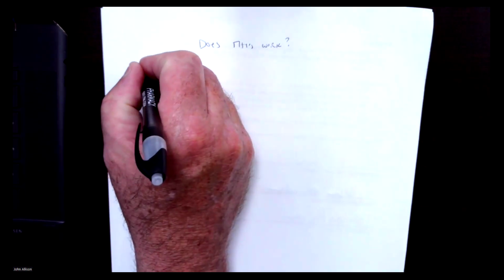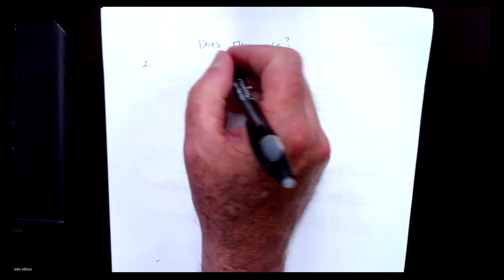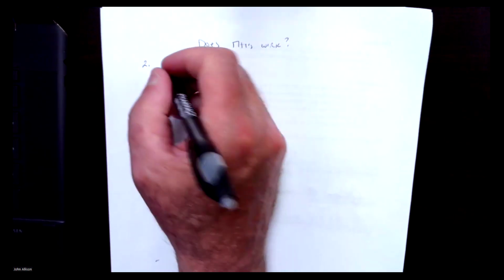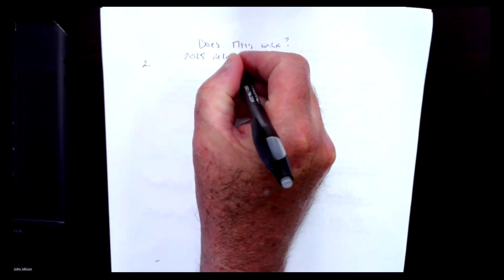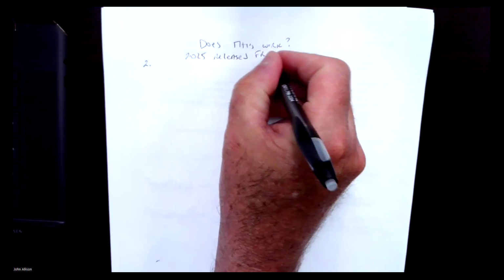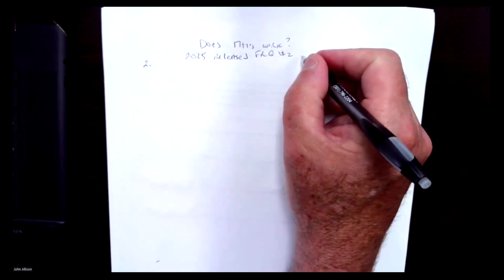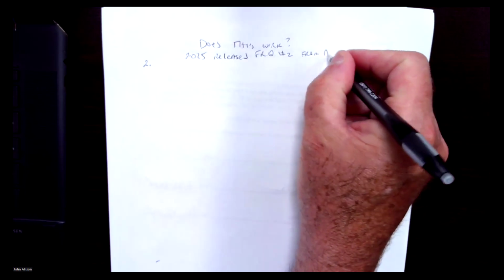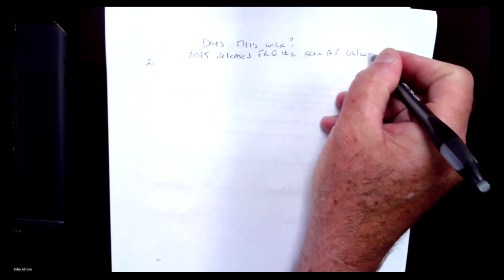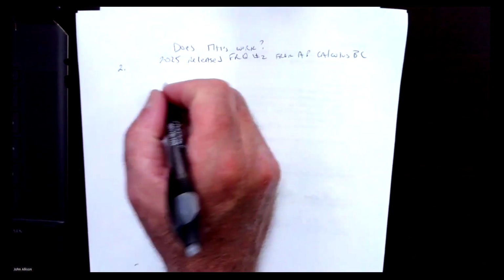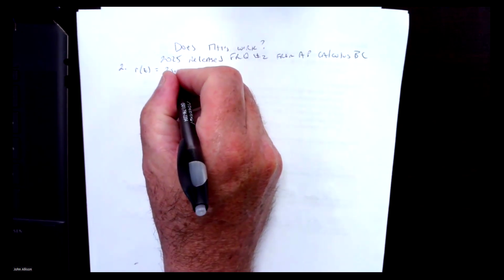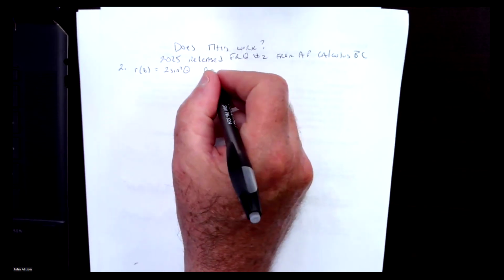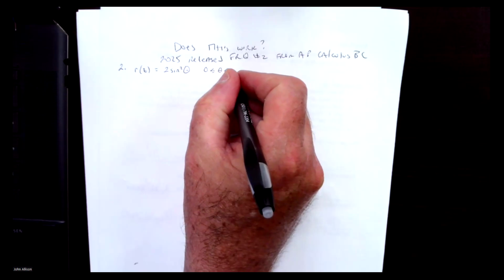So we have problem number 2 from the BC exam. I wrote this on every test video a little while ago, but this is 2025 release FRQ number 2 from the AP Calculus BC Exam. And we have a curve C that's defined by r of theta equal to 2 sine squared theta for 0 less than or equal to theta less than or equal to pi.